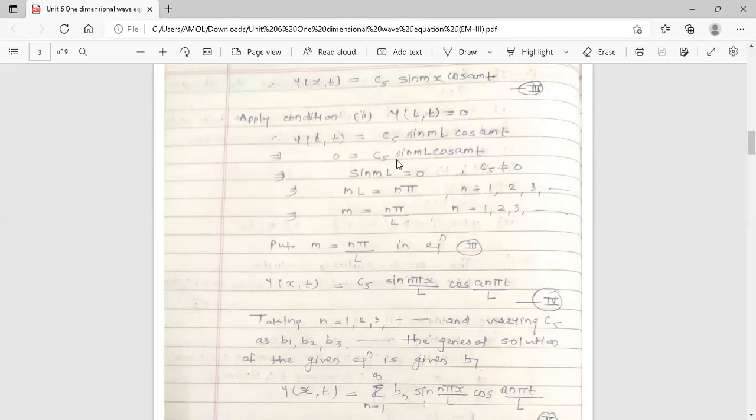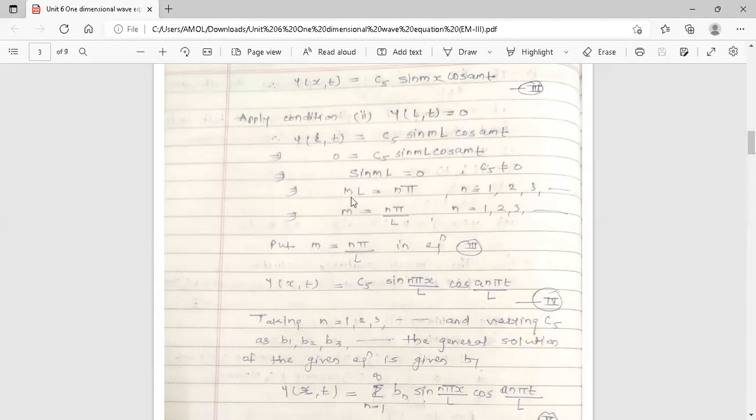Can we say sin ML is 0? Means the value of sine function may be 0 for X is equal to L. In equation number 3, sin MX may be 0 for the value of X is equal to L. So which is possible. So here we can say sin ML is 0. Sin ML is 0, but we know that sin n pi is always 0 for n is equal to 1, 2, 3, 4, 5, and so on. Sin n pi is 0.